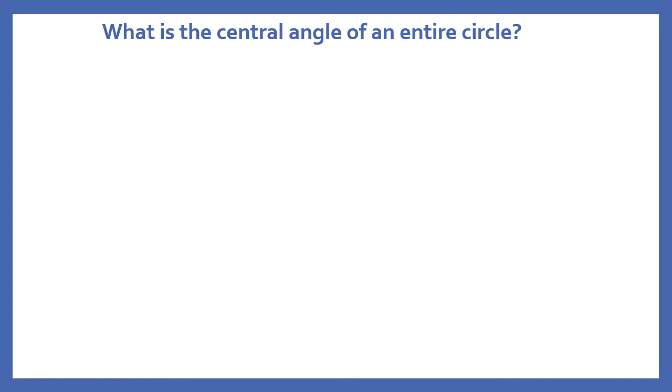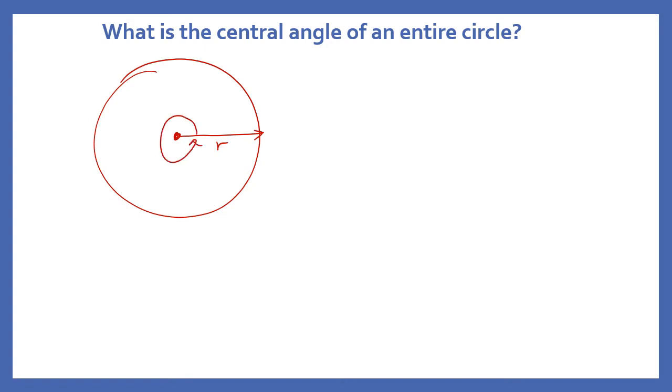So let's draw a picture first. I'm going to draw a circle, and we'll put a point in the middle, and we'll go out to the edge. We'll say that's the radius. So I want the central angle of the entire circle, not just 1 radian, 2 radians, or an angle that subtends an arc length and a radius. I want to go all the way around. That's my theta, and that's what I want to know.